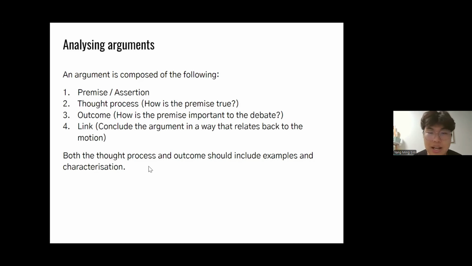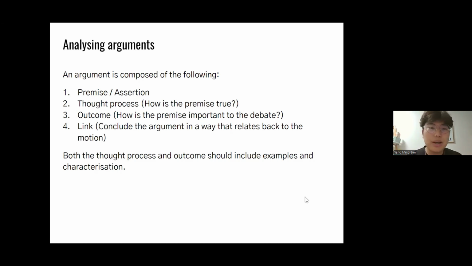So both the thought process and outcome should include examples and characterization. We'll talk about what examples and characterizations are, but at a basic level, examples are using real life examples, talking about what you know as specific knowledge in certain things. Characterization is describing things in a way that makes them persuasive. So you cannot just say stuff, you also need to say it in a way that's more persuasive. So explain in detail how we're supposed to do this.